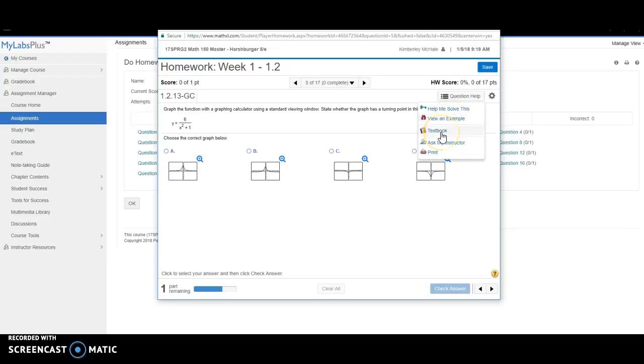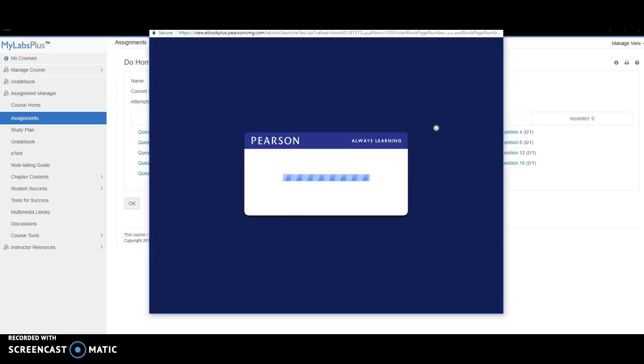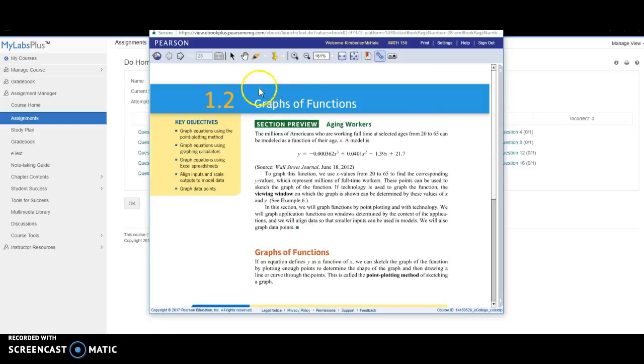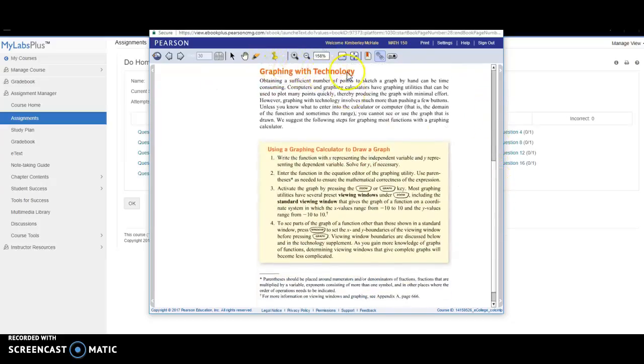I'm going to show how to utilize the eText here. When it opens, it just opens to the first page of the section that this type of exercise is completed in. I'm going to go to page 30 and 31 because I want to talk about this piece right here, graphing with technology. So you can always go back to this by going into your eText and going to page 30.